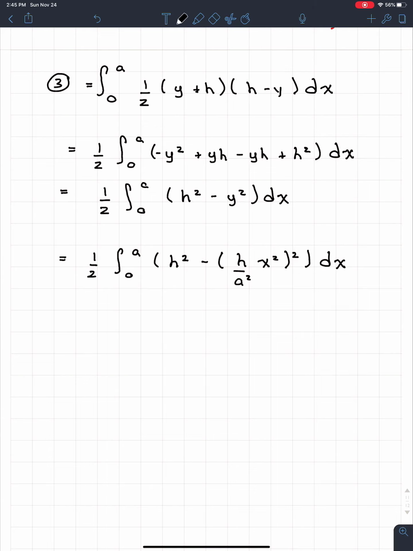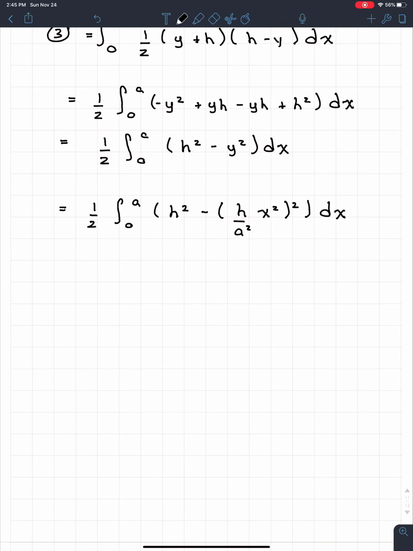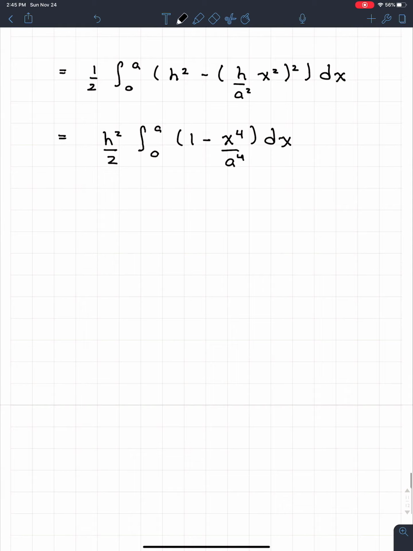We can simplify this further, so we're going to have equal to h squared divided by 2. So each term is going to have an h squared times the integral from 0 to a of 1 minus x to the 4 divided by a to the 4 times dx. So still really, really bad. Not as bad as before, but we're going to have to integrate x to the 4.